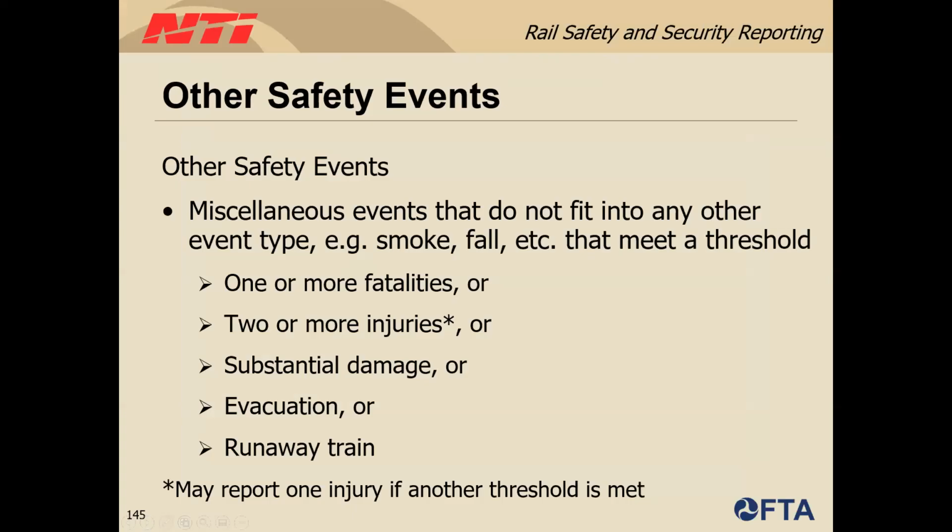The final major event type is other safety events. This is your miscellaneous category. These events must meet one of the following thresholds: 1 or more fatalities, 2 or more injured, either serious or non-serious, substantial damage, an evacuation, or involved a runaway train. Please note, you may report an other safety event with 1 injury if another threshold is met.